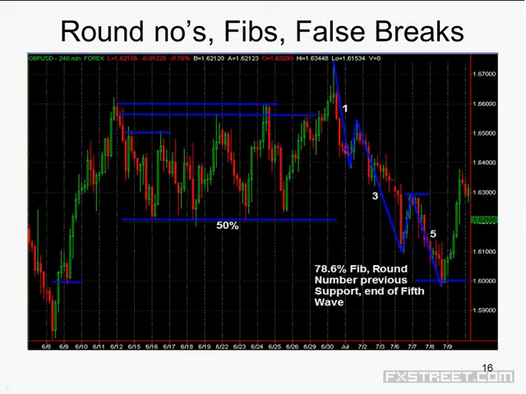Right, okay, now let's just look at this one. This time we're over to a 240-minute chart of cable. We've got this beautiful little range. Every single candle is 240 minutes, okay? That is 4 hours.